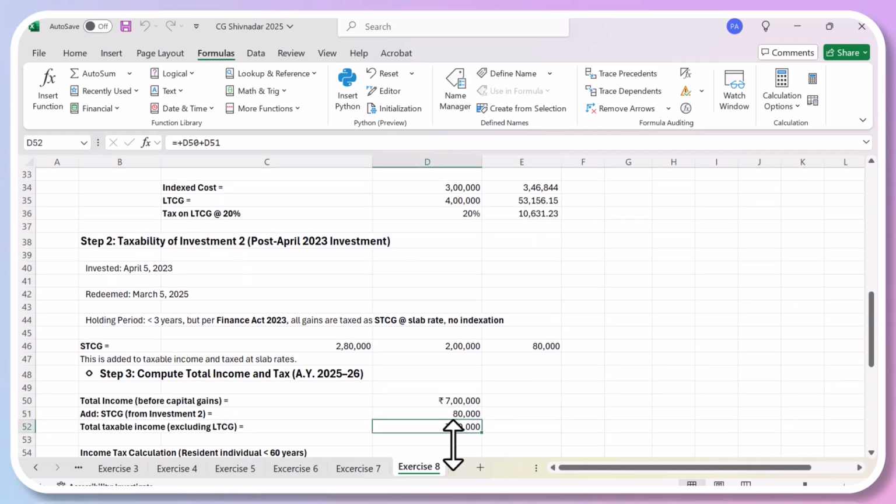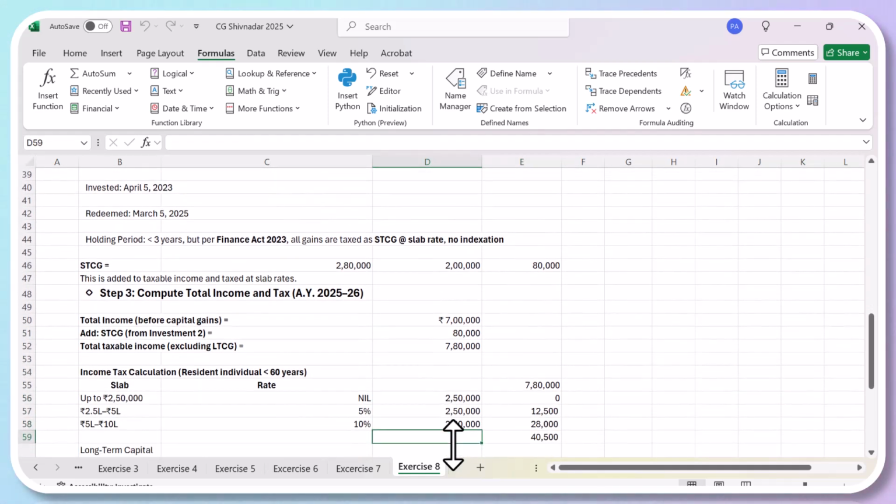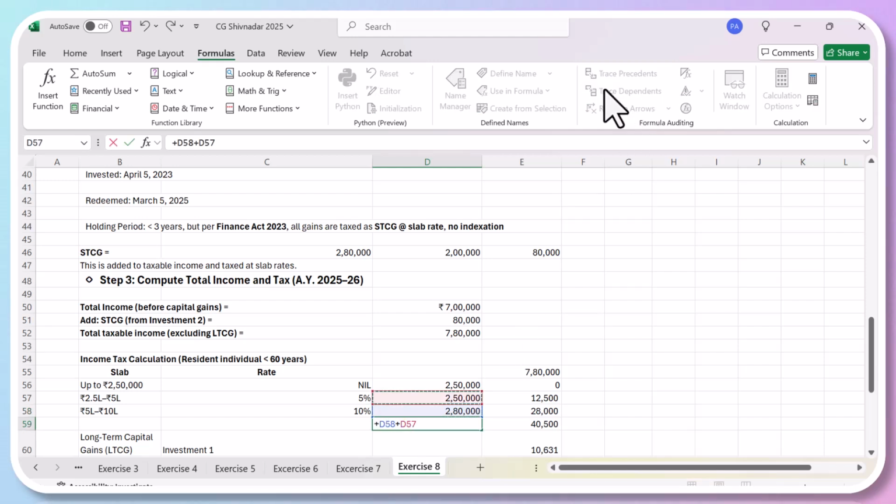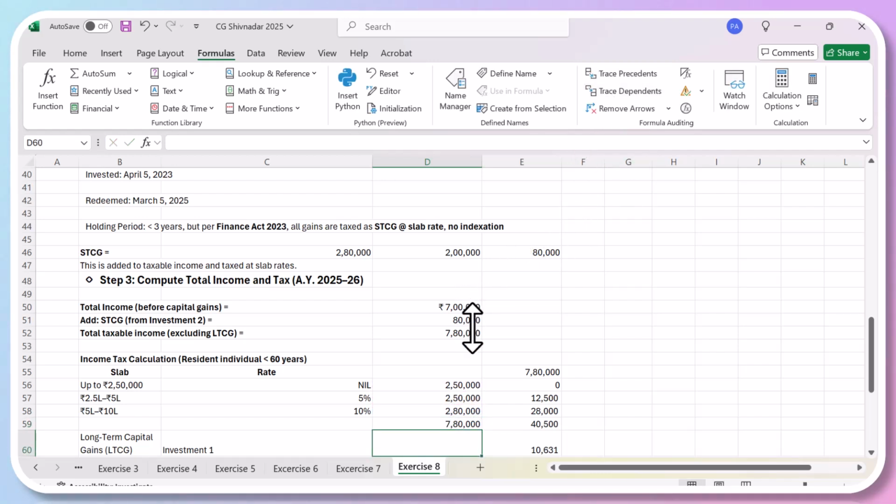Now we are going to calculate his tax liability on 7,80,000. On the first 2,50,000, zero tax. On the next 2,50,000, tax is 5%. On the next 2,50,000, tax is 10%, which is basically the difference: 7,80,000 minus this. If you add up all of this, it will come to his total income, which is 7,80,000. So tax on 7,80,000 will be 40,500.